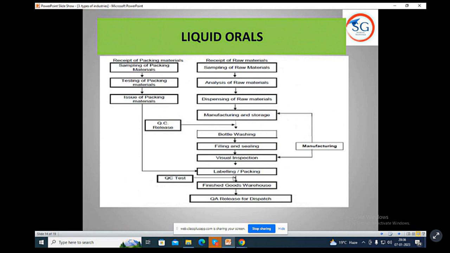The sample will be sent again to QC, and we will wait for the analysis. The material will be sent to the finished goods warehouse, and after release it will go for the QA release. It will go to dispatch. This is regarding liquid orals.